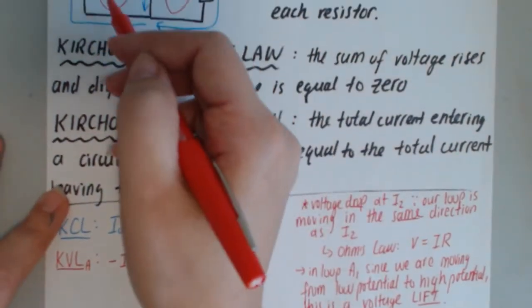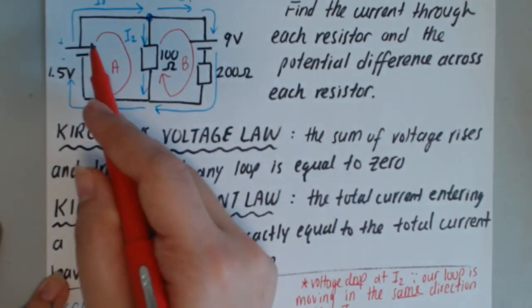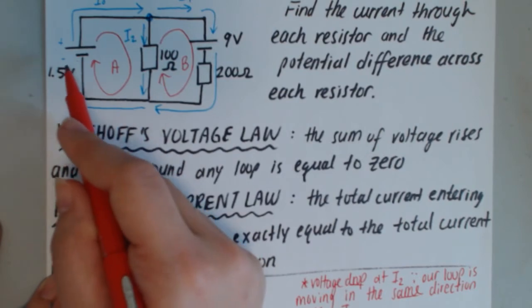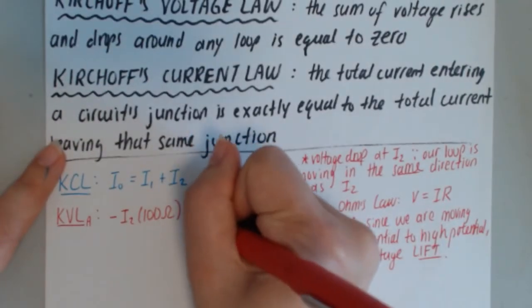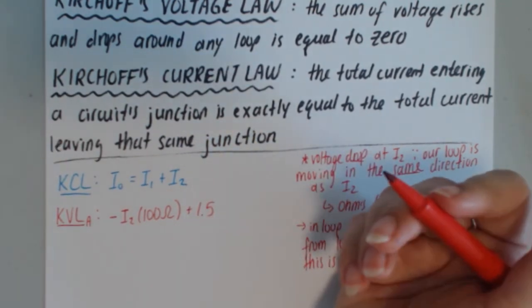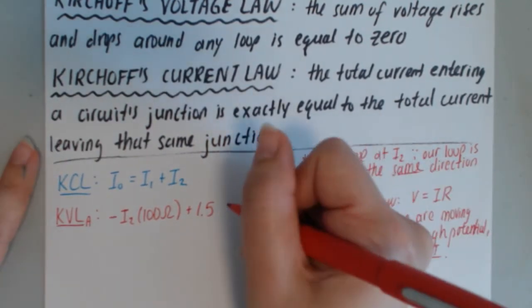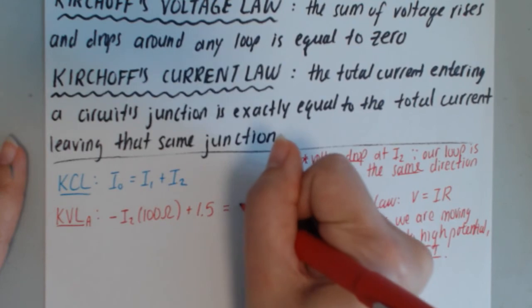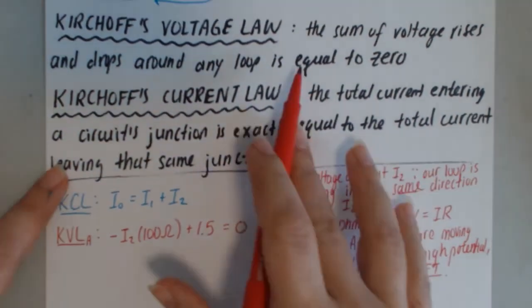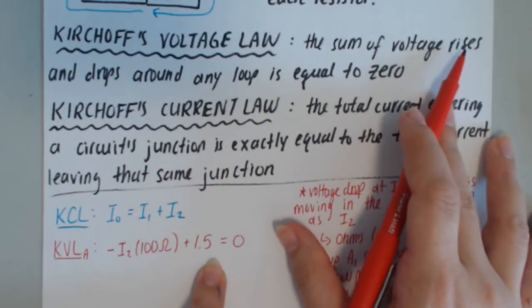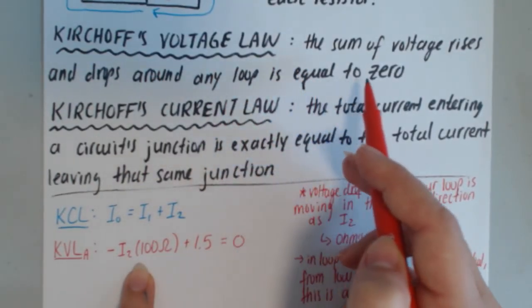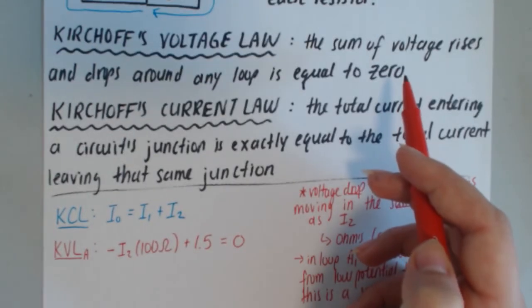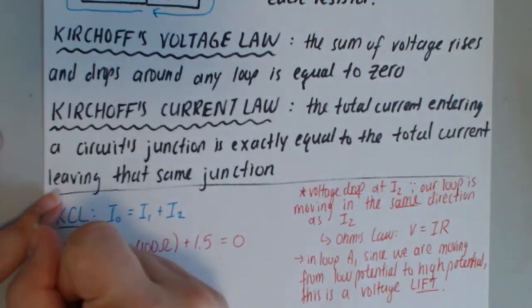Okay, specifically, how much are we gaining? We're gaining 1.5 volts. This is already in volts, so I don't have to take some product of current times resistance. And so I write plus 1.5. You can put the V if you want. It's getting kind of confusing now with all these letters, so I'm just going to say that that's equal to 0, right? The sum of the voltage rises and the drops, which is this part right here, around any loop is equal to 0. So there's Kirchhoff's voltage law, part A.